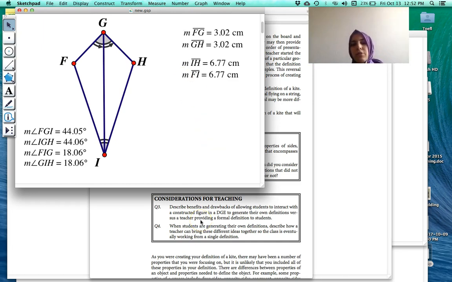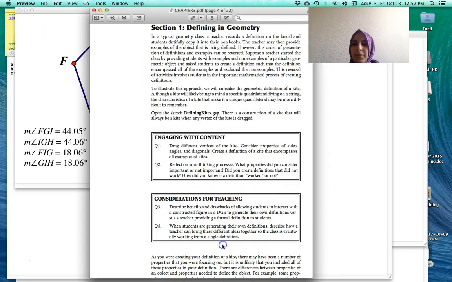Okay, let's go to question 4. When students are generating their own definitions, describe how a teacher can bring these different ideas together so the class is eventually working to form a single definition. First, a teacher should give them just a shape of a kite, then ask students to find properties of a kite. Then the teacher can write all the found definitions on the board. Last, they can generalize the definition of a kite. I think it works in this way.